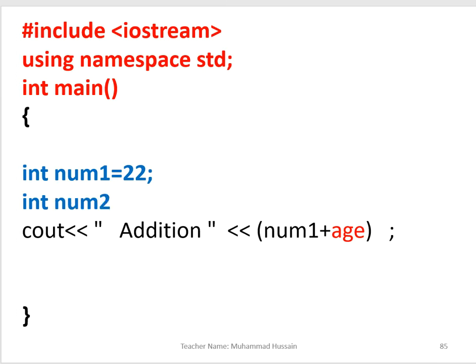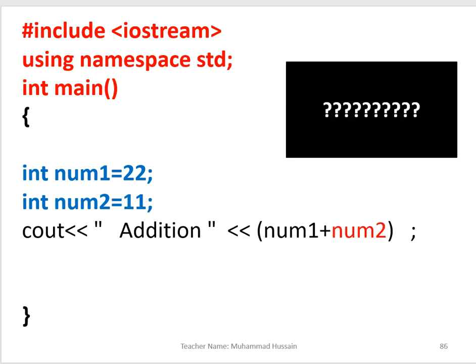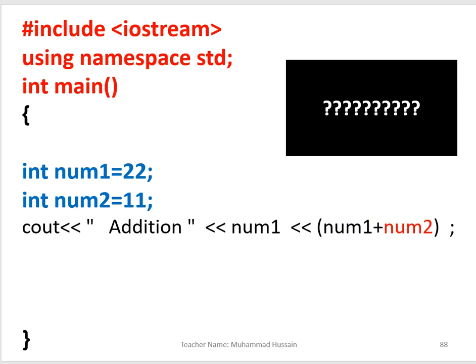Thanks. And if I am doing this, integer num1 is 22 and num2 is 11. So now who will let me know what will be the answer? I hope everybody will come up with 33. Okay, addition 33. Shabash. So I'm giving you different options so you let me know how much you understand.